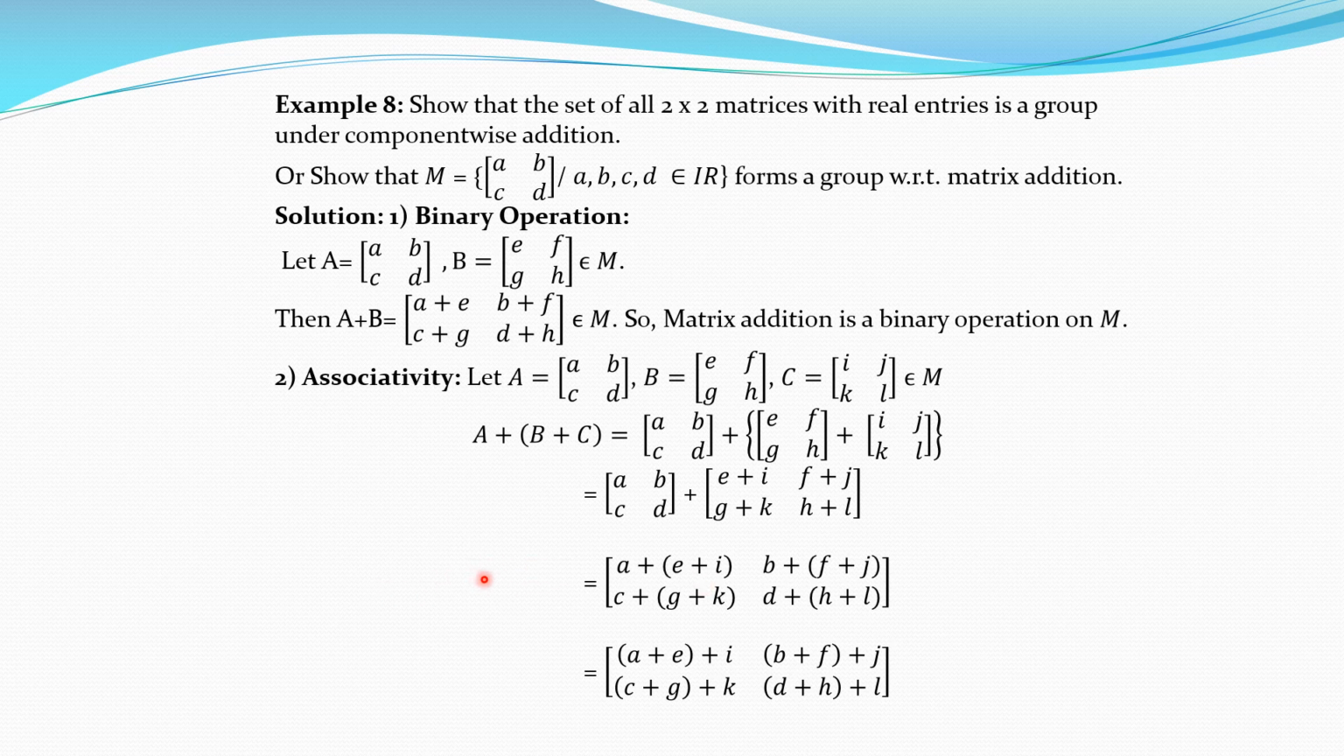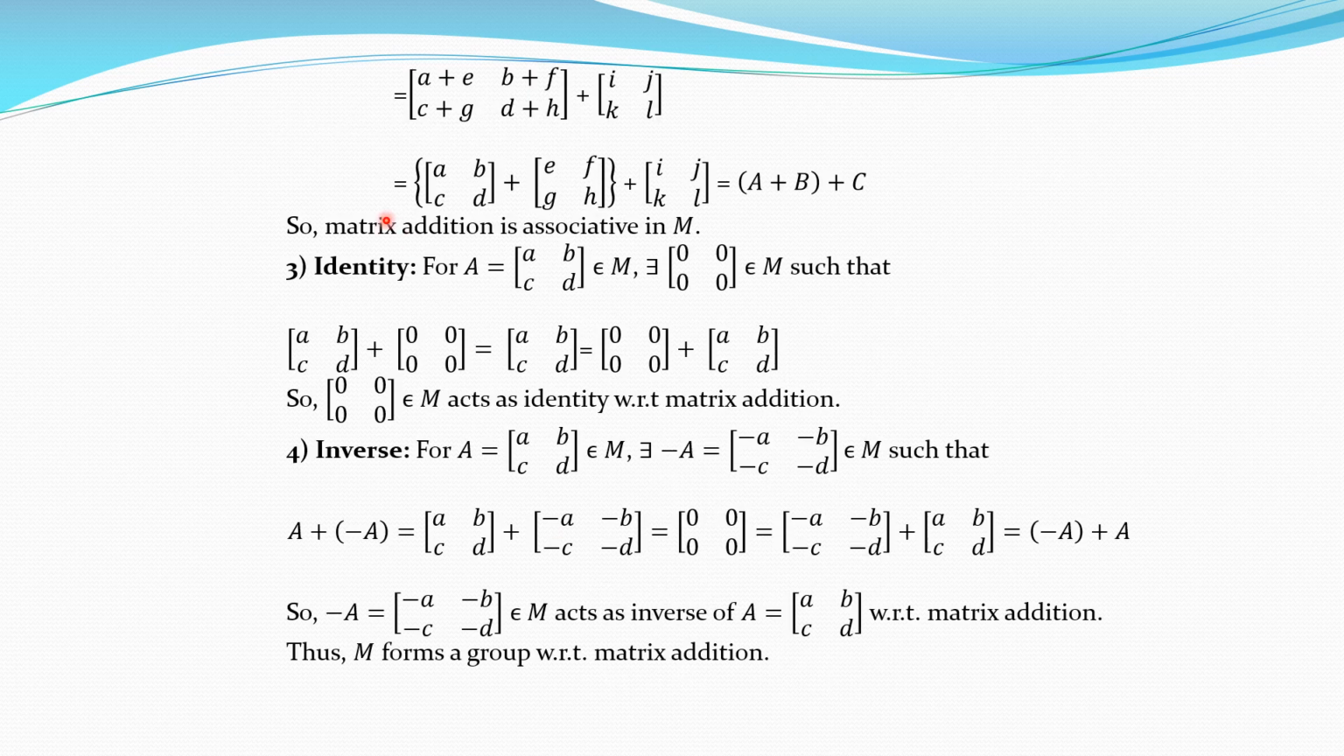By using associativity of addition, we write this as (A plus E) plus I, again (B plus F) plus J, and so on. Now we have to show that this is equal to (A plus B) plus C. So we separate every addition by forming two matrices, one by taking all elements from the first bracket and another matrix by taking the second elements. So this is equal to A plus E, B plus F, C plus G, D plus H, plus I, J, K, L. Again by splitting the addition into two matrices, this is the matrix A, B, C, D plus the matrix E, F, G, H, plus this matrix which remains the same.